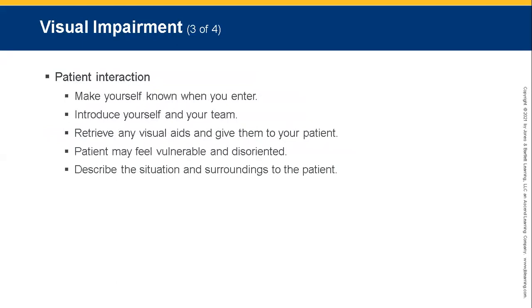So, interaction with patients with visual impairment. Make yourself known when you enter. Introduce yourself and your team. Retrieve any visual aids and give them to your patient. Patient may feel vulnerable and disoriented. Describe the situation and surroundings to the patient. And remember, if you move things around in their environment, you have to put it back because they are accustomed to navigating their environment based on where certain things are located in their personal space or environment.